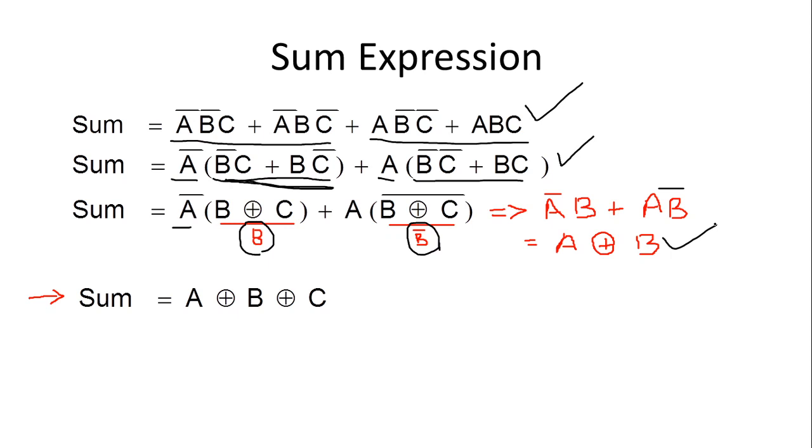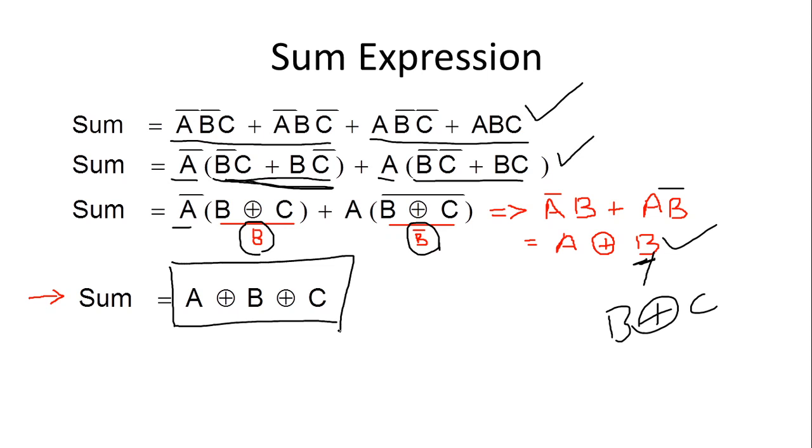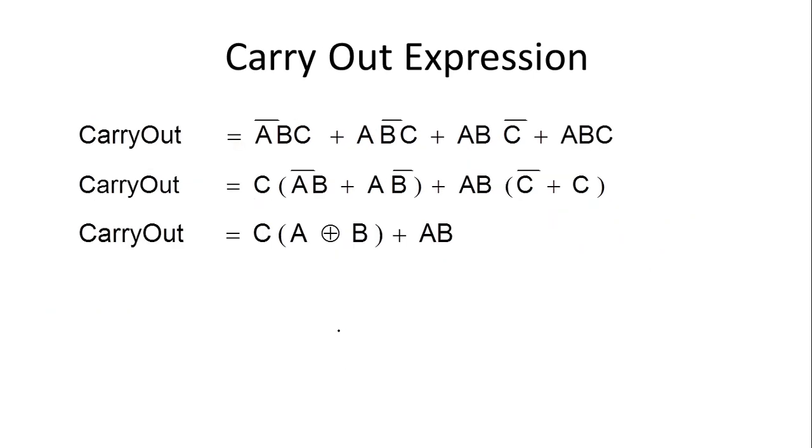So overall, we can write it as A XOR B, and this B can further be converted into B XOR C, and the whole expression can be simplified as A XOR B XOR C. So this is the simplified expression for sum. Now let's see how to calculate the simplified expression for carry.